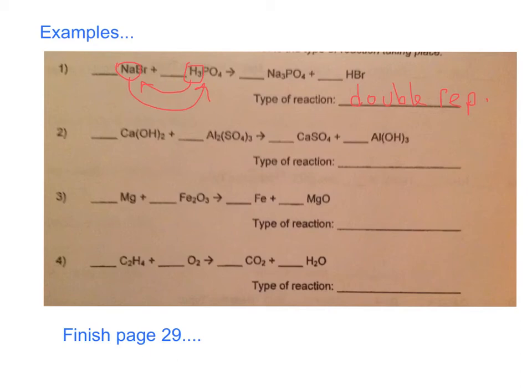And the next one, we have calcium hydroxide plus aluminum sulfate yielding calcium sulfate and aluminum hydroxide. That again looks like a double replacement. Again, these two ions just swapped out with each other, so that's a double. So we've got here, I'll make you happy, D period R period. There we go.